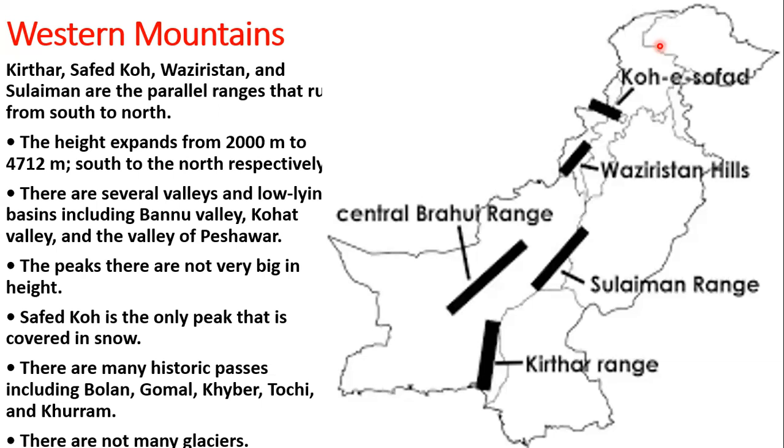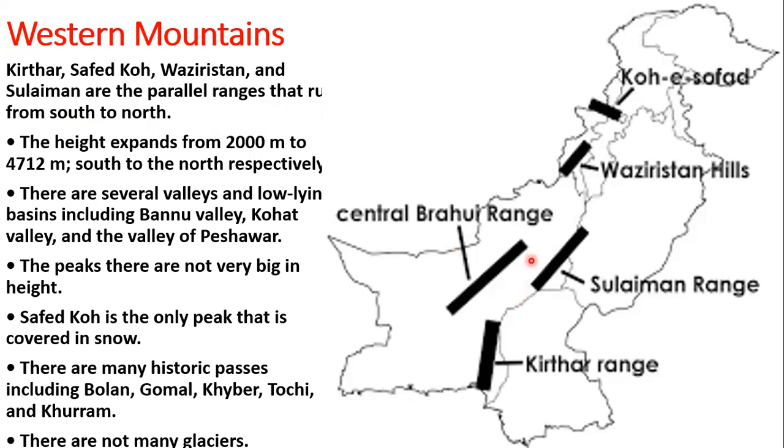Now, the second mountain regions in Pakistan are called Western Mountains. Western Mountains include Kirthar, Safedko, mean the White Mountain, Waziristan, and the Suleiman. These are the parallel ranges that run from south to north.